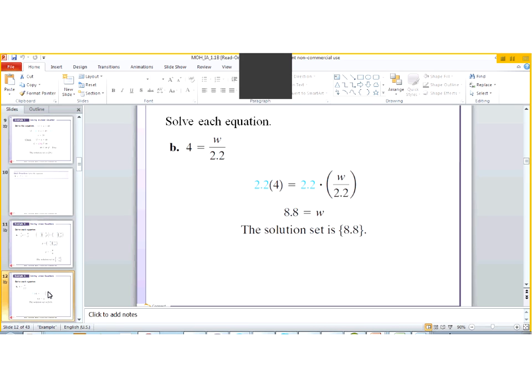Solve 4 is equal to W over 2.2. So what is the coefficient of W here, anyone? Coefficient means a number that multiplies a variable. What is the coefficient of W? 1.